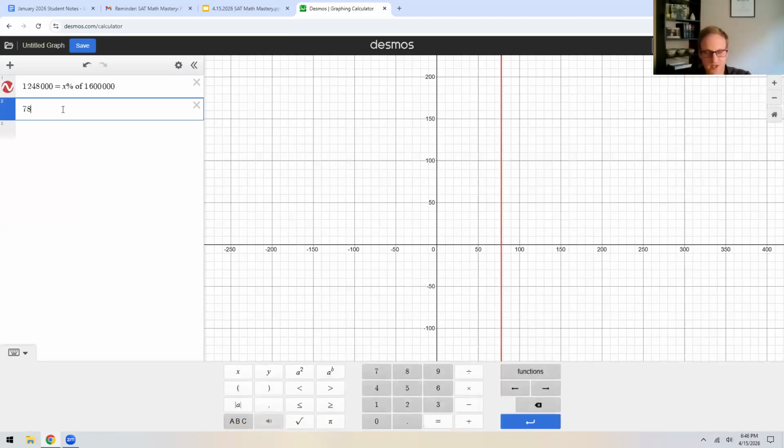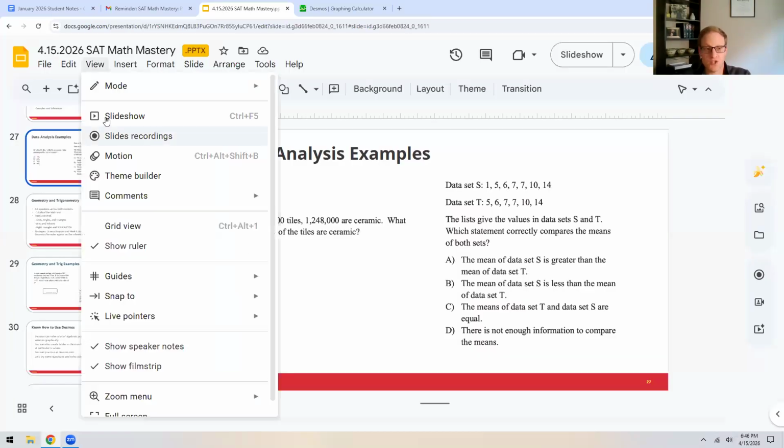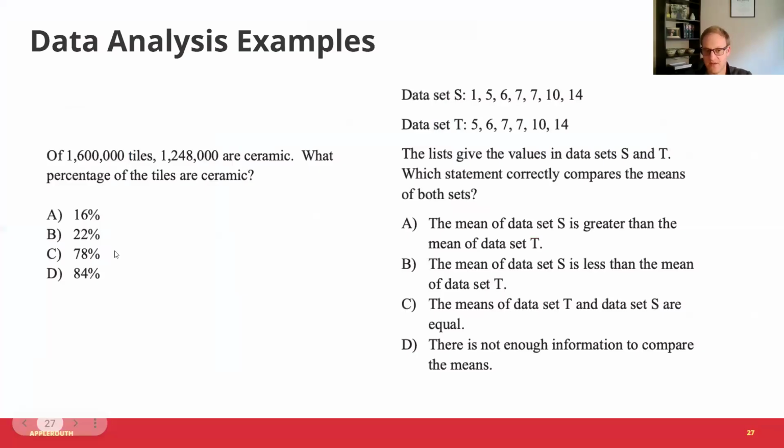If I wanted to double prove it, I would just type in 78% of 1600000, too many zeros, and then we see that also gets us back to the 1,248,000. So for this question, our answer would be, wait for it, C, as in cat, 78%. This is also like if you just divide the two numbers, you get 0.78. So there's other ways, but that's how I would use Desmos.